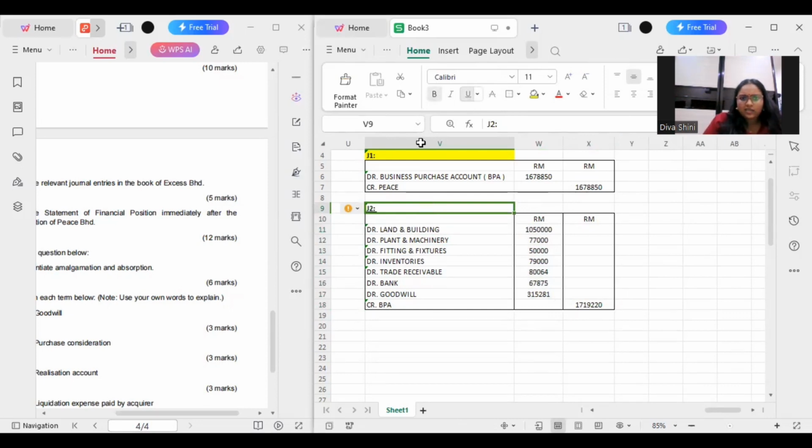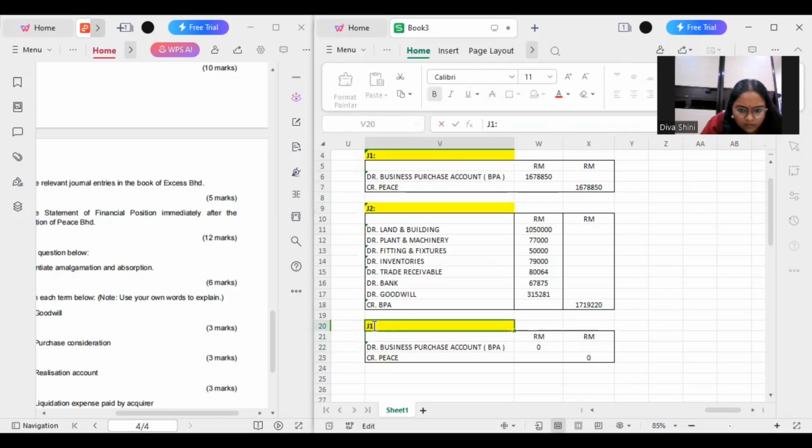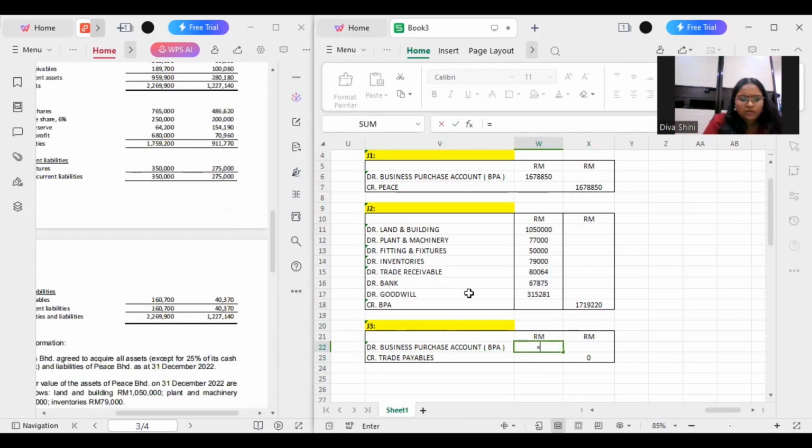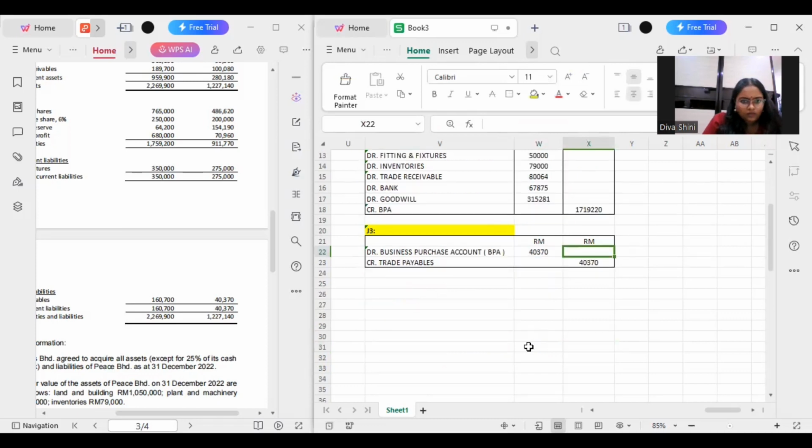So journal 3 is as usual for liabilities. Here we need to do business purchase account credit, and debit is trade payables. So the amount of trade payable is the same as PC, which is 40,370.